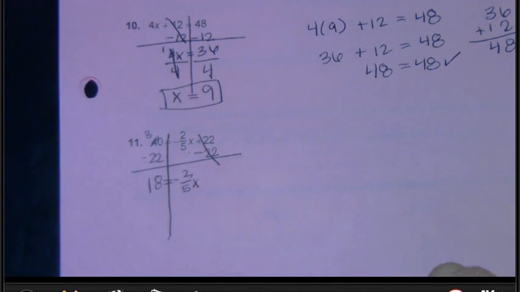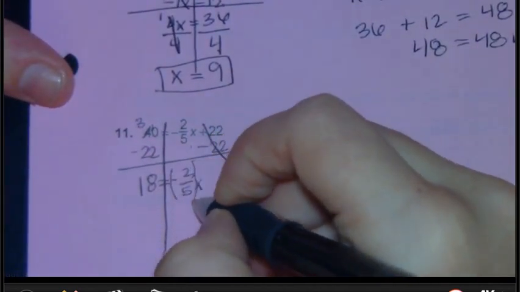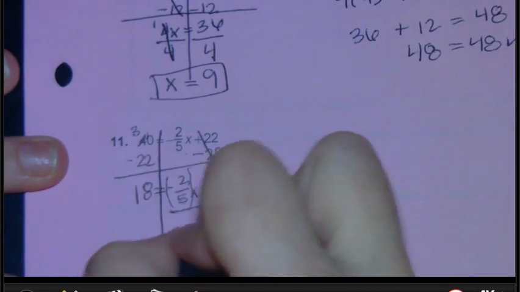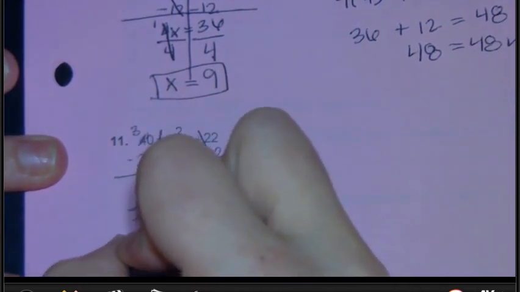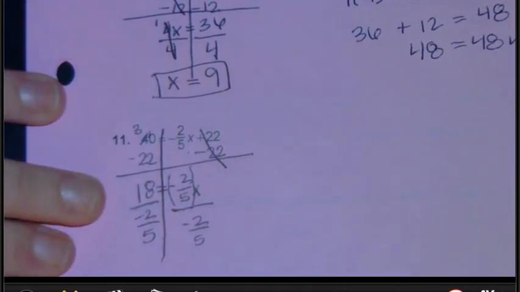If we think about negative 2 over 5 as one whole number, that entire number is being multiplied to x. So I need to divide by negative 2 over 5 on both sides. All right, so I'm going to come down here. So we have 18 divided by negative 2 over 5.